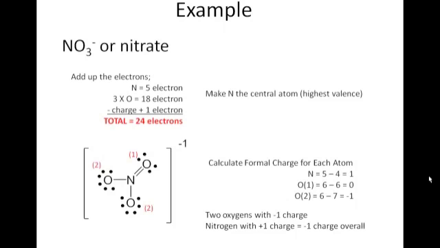Nitrogen has the plus charge. My 2 oxygens that I've labeled number 2 each have a -1 charge. So I have a -1 charge overall. You've probably seen, as I mentioned, the nitrate anion in your general chemistry classes before, and you know how to put that together with the 3 oxygens attached to the nitrogen.